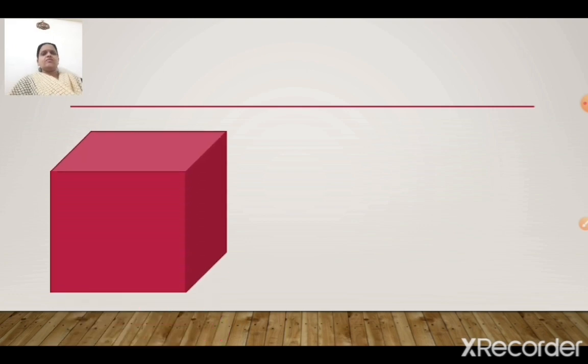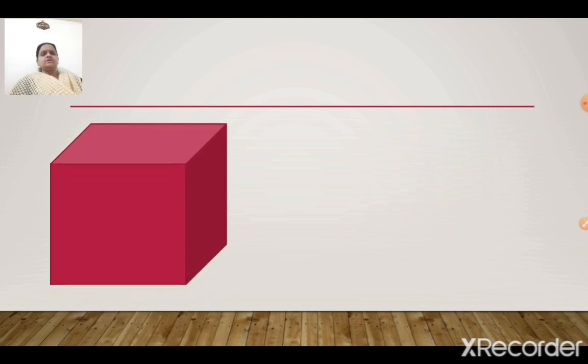What is the volume of a cube? You know the shape. What are the properties of this cube? All sides are equal. And what is the meaning of volume? Volume is the space occupied by that object. Is it correct? So therefore the volume of a cube is equal to a cube.